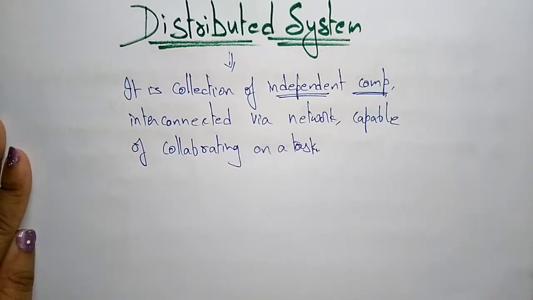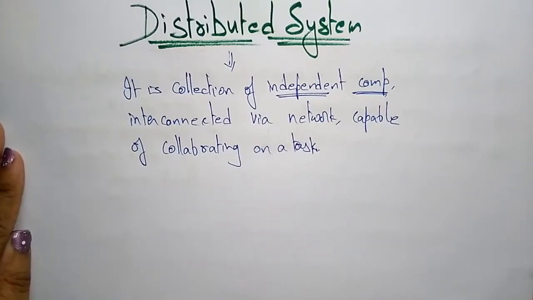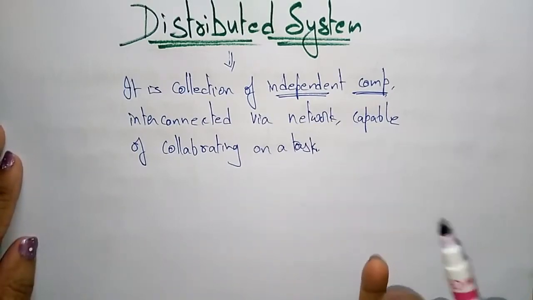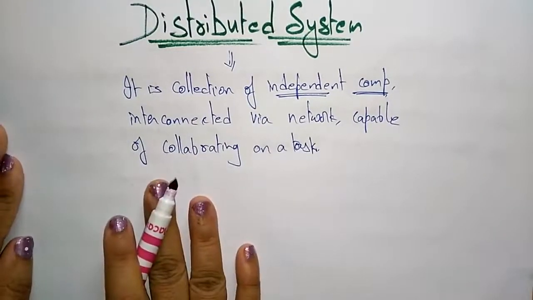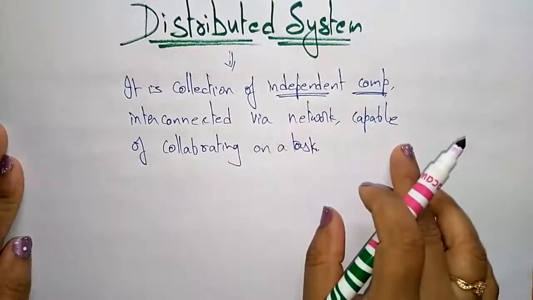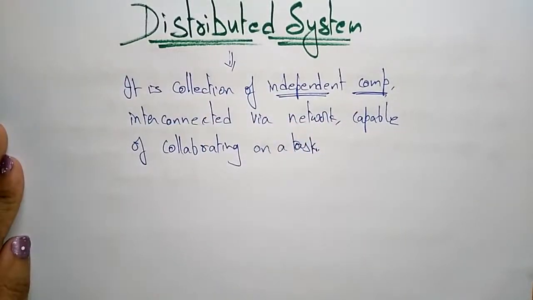So what do you mean? Whereas in a parallel system, we take multiple CPUs, multiple processors, sharing a single shared memory. It means one system depends upon another system, so that is tightly coupled. Whereas in a distributed system, we take a collection of independent computers interconnected via network, and those computers are capable of collaborating on a single task.